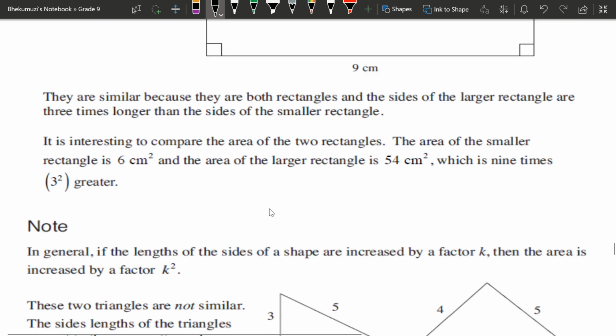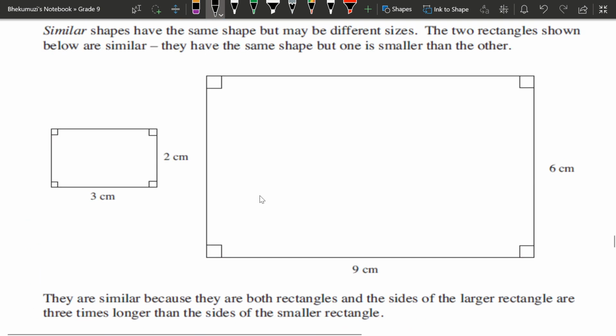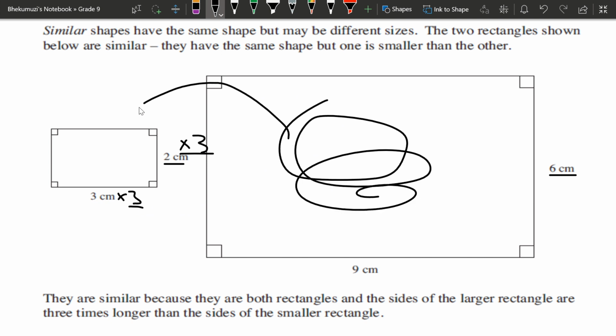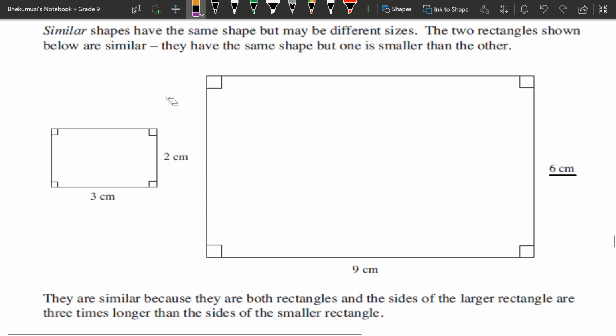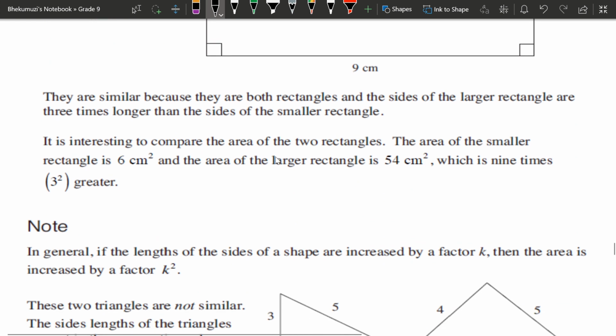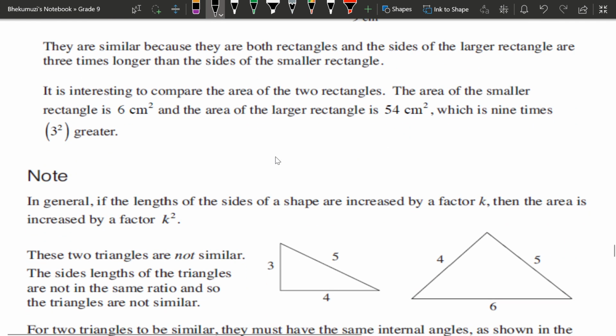Now they are similar because they are both rectangles and the sides of the larger one are 3 times larger than the sides of the smaller one, right? And you can see this: how do you get from 2 to 6? It's times 3, right? And also times 3 here, then it would be 9, right? So it has to be 3 times bigger. So basically, this rectangle over here is 3 times bigger than the smaller one over there, right? So that would mean that we have enlarged it by 3, right? And it is interesting to compare the area of a rectangle.